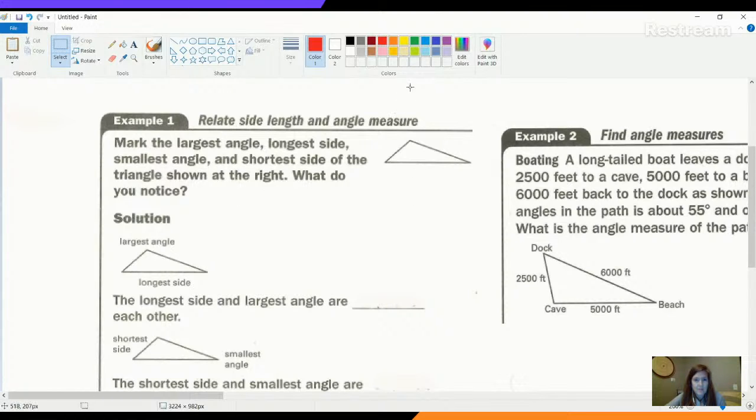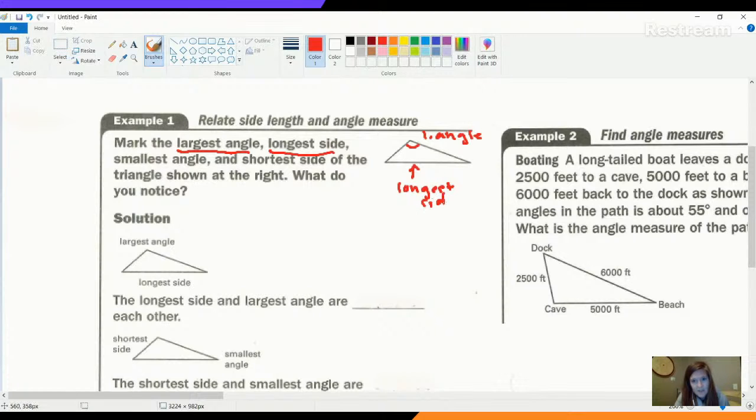What do you notice? Okay, so it says mark the largest angle and longest side. So I'm going to mark the largest angle with red. And when I look here, the largest angle appears to be this one right here. So that's the largest angle. I think it might be an obtuse angle. Okay, and then I want to mark the longest side. So I've got 3 sides. This one is the longest side.